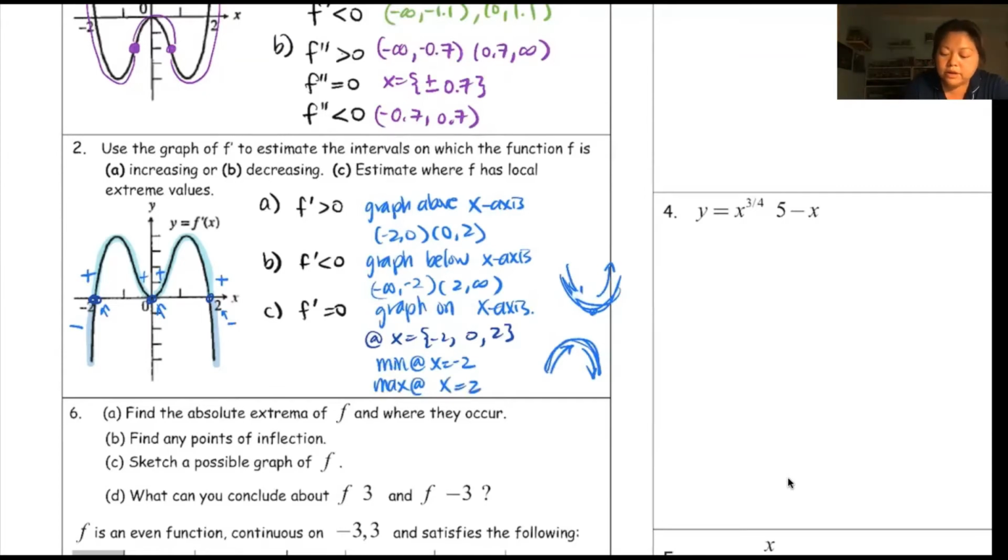We don't know the actual maximum and minimum y values because there is no equation of the graph here. This is just f prime. So this is how you interpret the graph if given to you as f prime. Okay, again, key point, this is f prime, not f, not the original function itself.